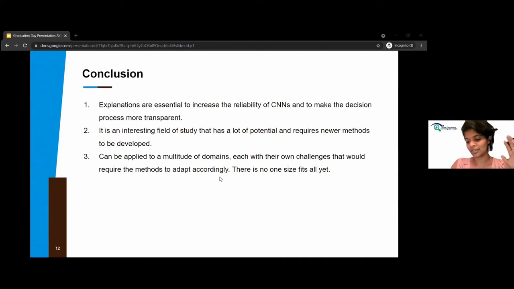And in conclusion, all I would like to say is that explainable AI is a very, very interesting field and has a number of domains of application. All the challenges that it has are still under research. It's a very new and upcoming field, and there is no one-size-fits-all solution that has been proposed yet. It might be exciting for some of you to try and explore it.